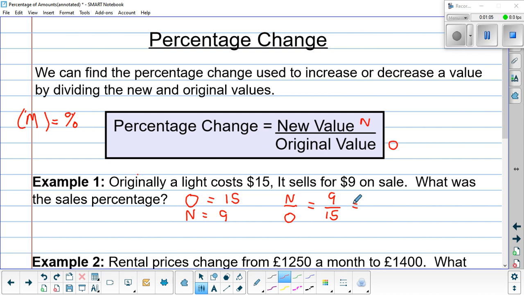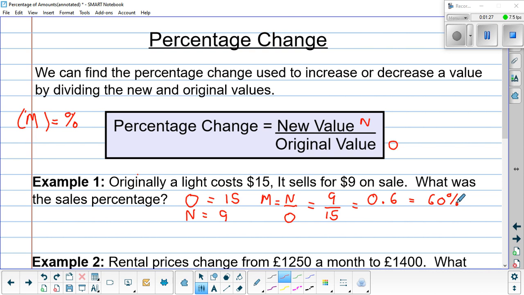We could work it out quite easily because it's a fraction. But that is 0.6. Right? So that is why I said this is actually our M. It's not as easy as just saying it, because we want percentage change. So what are we saying? Well, we are saying that this is 60%.